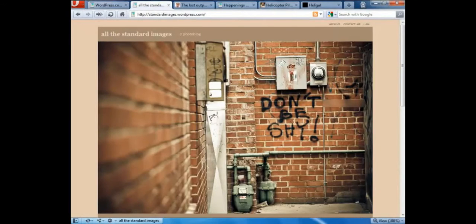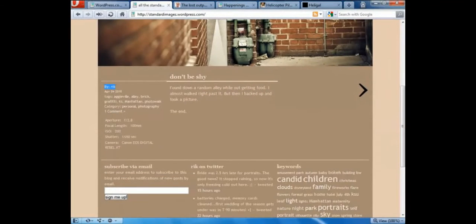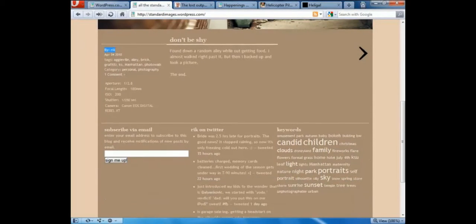I'm going to start off by showing you a photo blog called All the Standard Images. This is done by a guy named Rick. He's the guy in the middle here. You may have noticed that it's snowing on Rick's blog. This is one of the features for the holiday season that WordPress includes. You can turn this feature on and off. Rick has decided to let it snow for now.